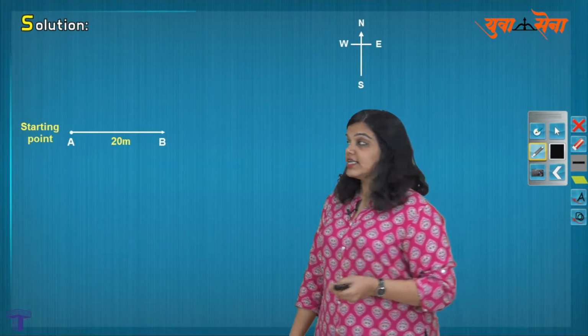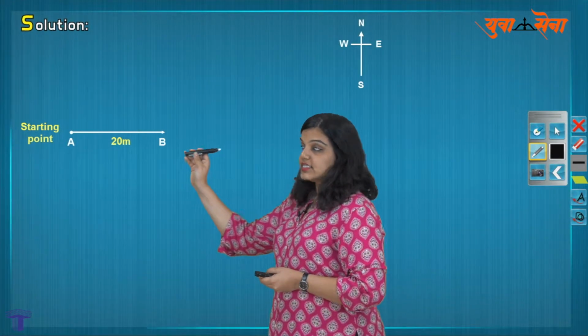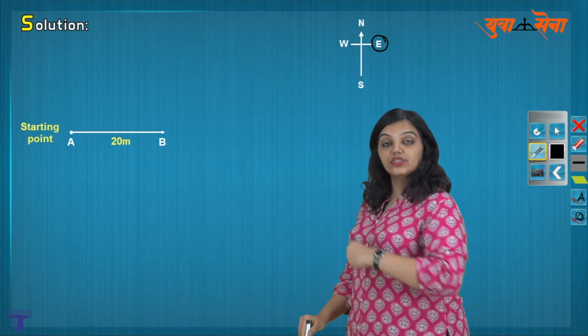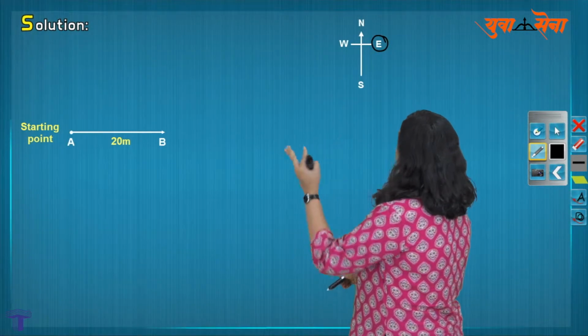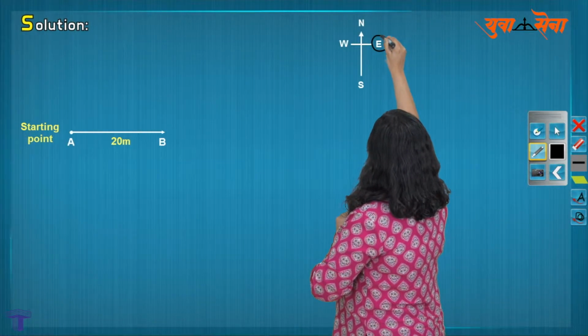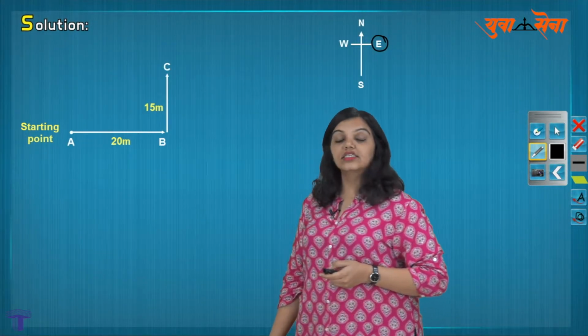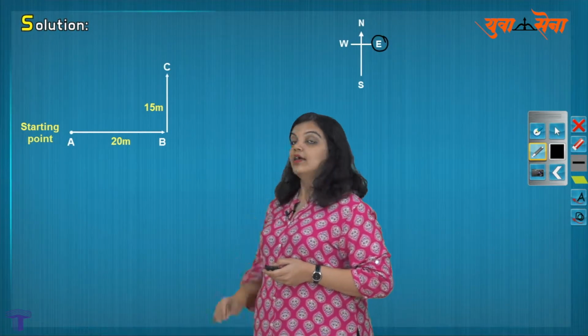Next, what she does is that she walks towards the left. Now you are already in the east, and from the east you're going to turn to the left. So Shalini turns to the left. That means left of east is north, and therefore it means she went north next, and she walked in the north direction for about 15 meters.